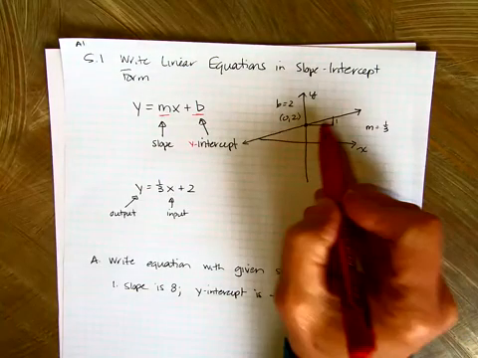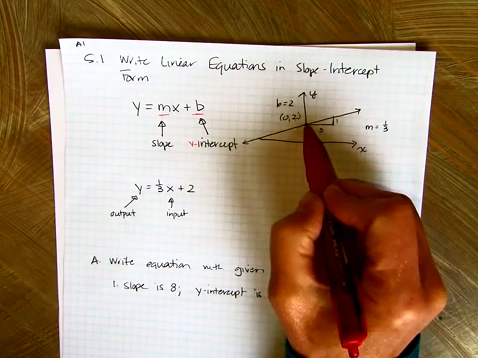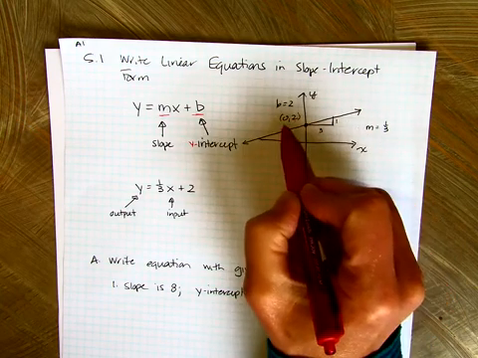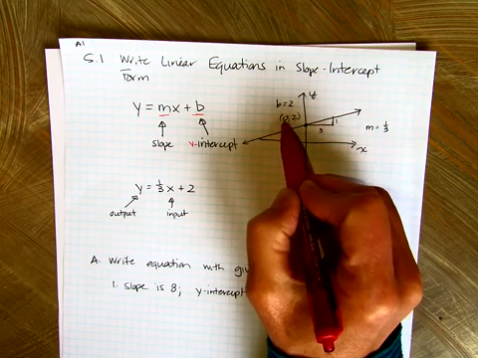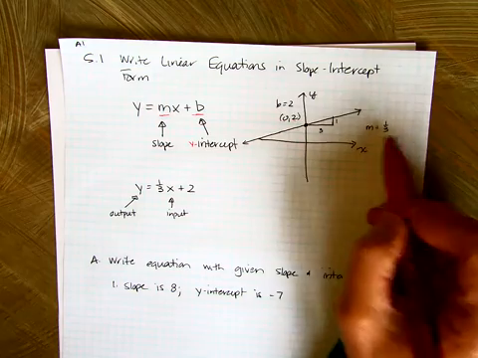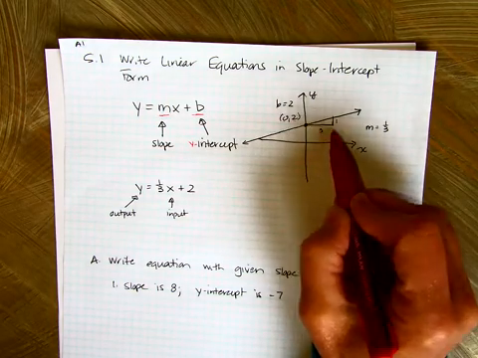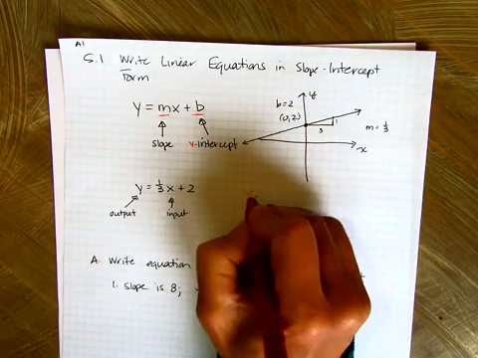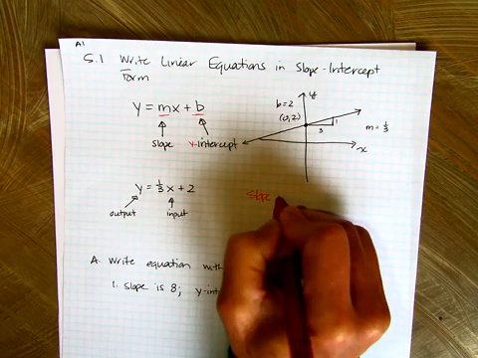So if I look at a line, here it goes through the point 0, 2. That is the y-intercept. It's the initial value. It's the value of y when x is 0. So b is 2. And this is showing that slope, we often say slope is rise over run.